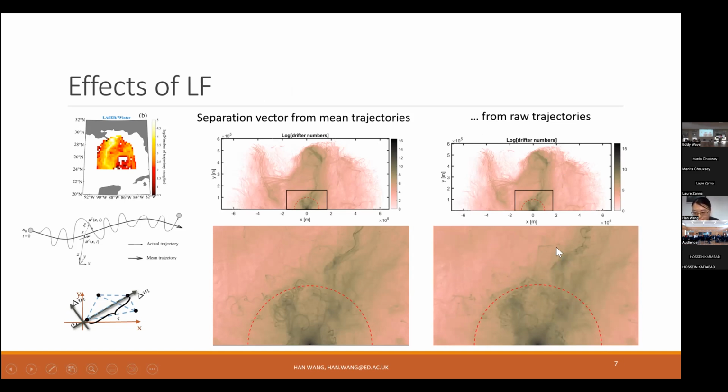For example, a lot of these wiggles here are smoothed out after the Lagrangian mean is taken. So this is a general feature of taking a Lagrangian mean of the trajectory, in that the large scale features are going to be very similar, but there will be a lot of differences in the smaller scales.